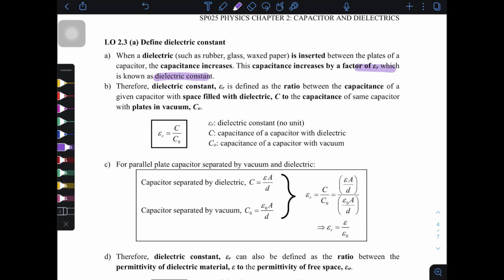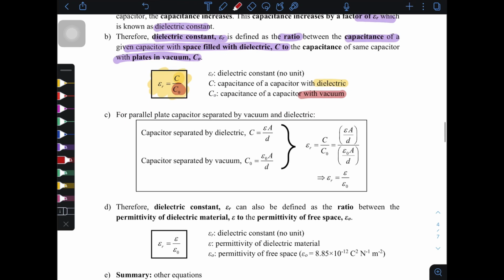Okay. Therefore, the dielectric constant epsilon R is defined as the ratio between the capacitance of a given capacitor with space filled with the dielectric to the capacitance of the same capacitor placed in vacuum, or in other words, epsilon R is equals to C over C naught. C yang ada dielectric, C naught yang berada di vacuum. Itu beza dia. Kalau naught tu mesti dalam air ataupun vacuum.